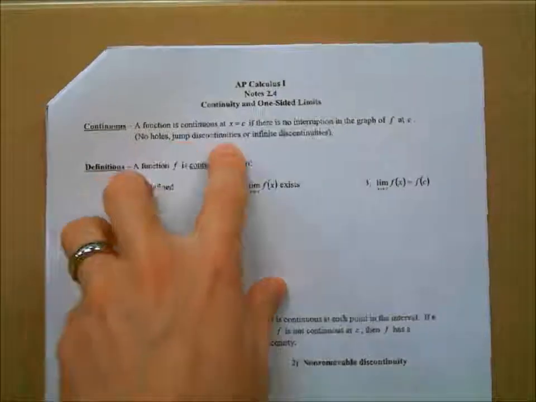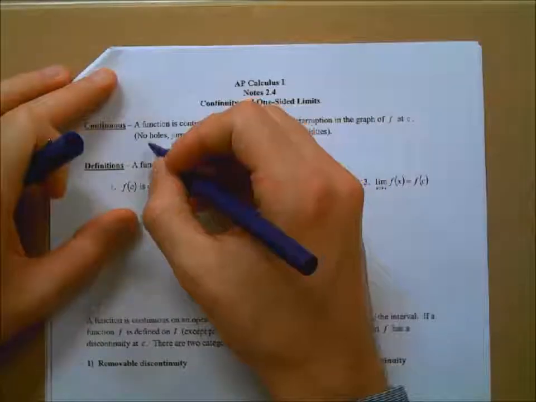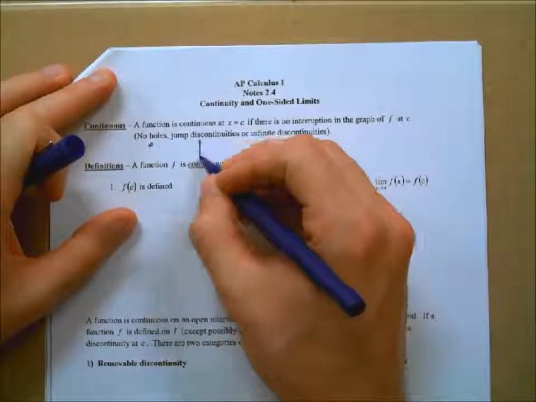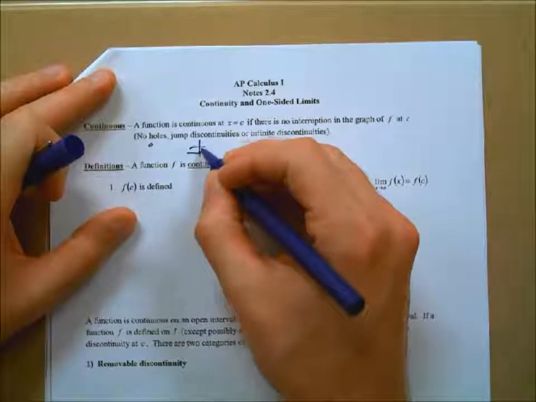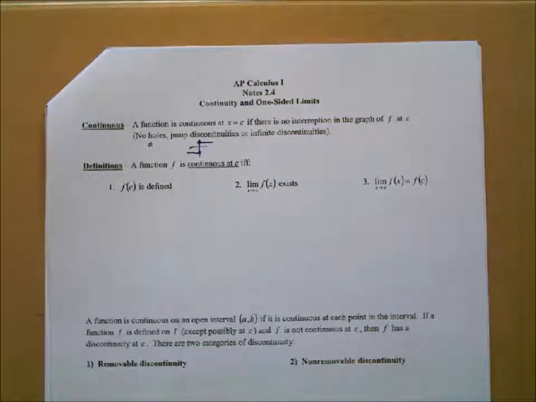So, no holes, no jump discontinuities. If you think about absolute values, we know what holes look like, but jump discontinuities can look like something like this. Okay, that would be a jump discontinuity there. Or, of course, infinite discontinuities. Those are your asymptotes and things like that, too.